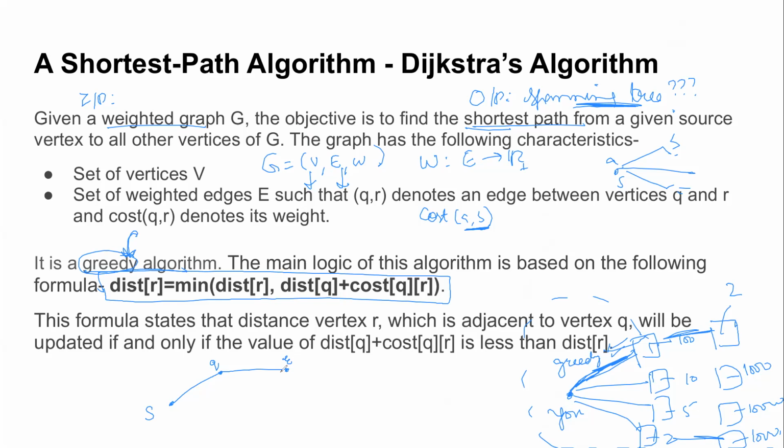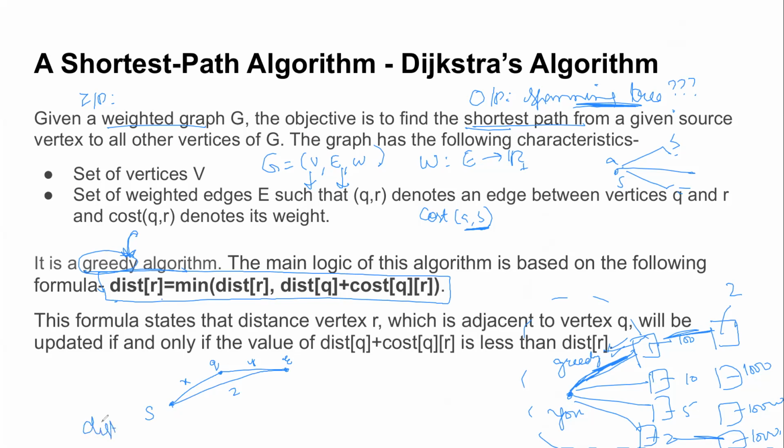Okay, so suppose I have this distance. There are 3 vertices S, Q, and R arranged in this manner. There is some weight, I'll not give the numbers to it for now: X, Y, Z weight. What is this algorithm based on is the distance to R, from source, of course.